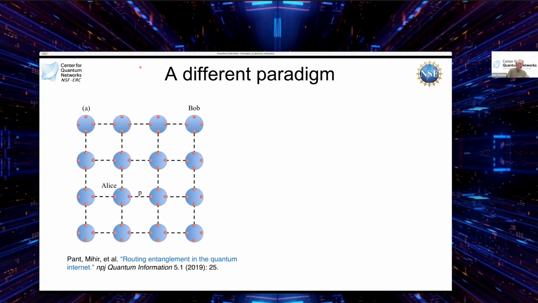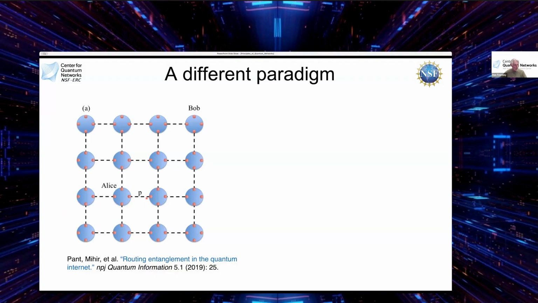And we're going to consider a very different paradigm from what I showed you before, and illustrate it in a very simple two-dimensional grid network, where the nodes are connected as you see here. You could think of this as looking a little bit like the Manhattan street system. And suppose we have Alice at this node and Bob here, and they want to generate entanglement between them.